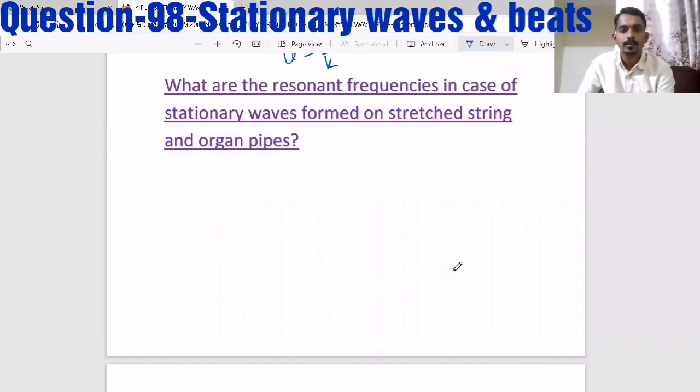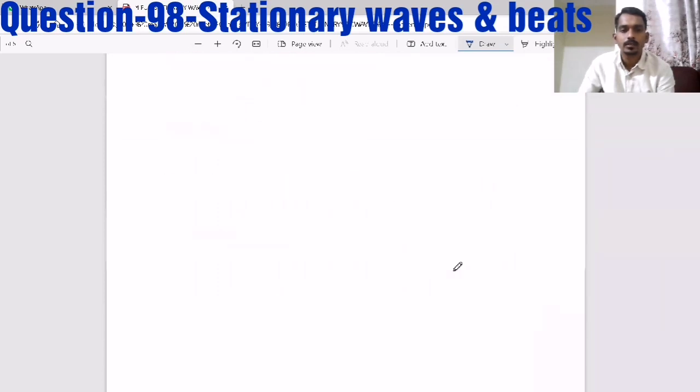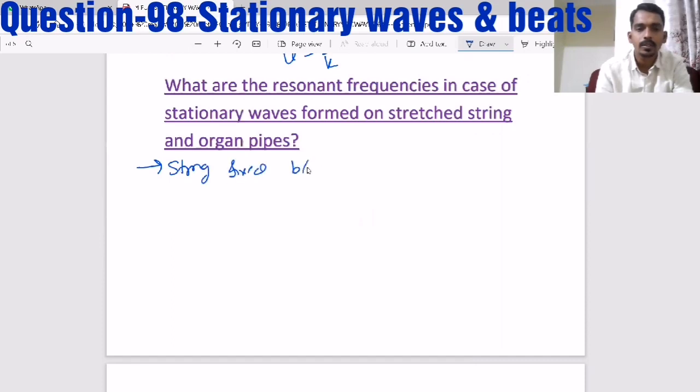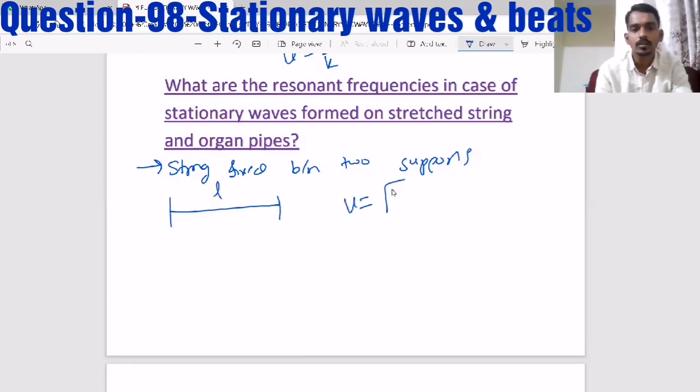Now, when we consider stationary waves, the very first case is a string fixed between two supports. When you consider a string of length L, the speed is under root T by mu, and the speed is also equal to f lambda. So f equals v by lambda. So that is the frequency.